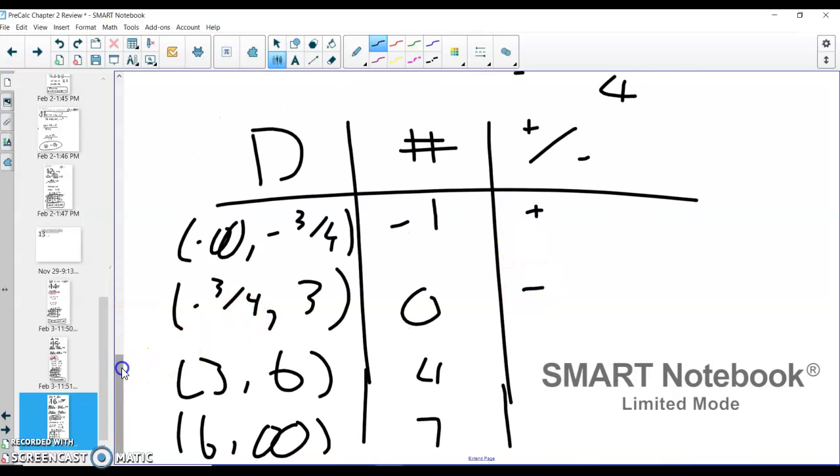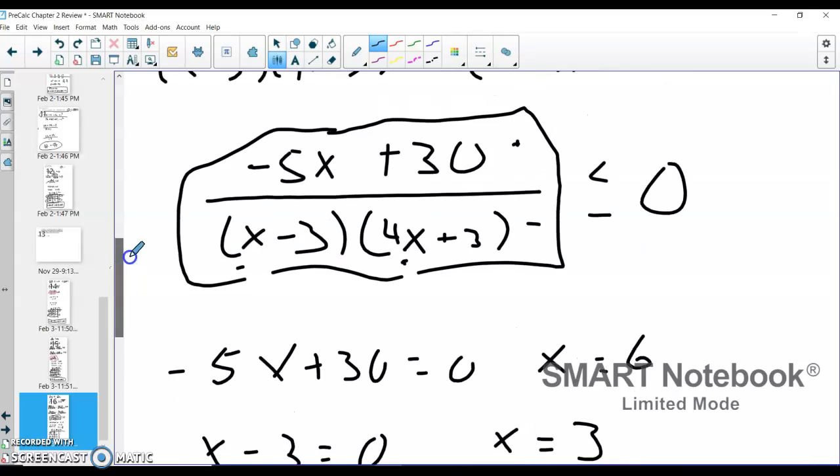And it looks like I'll have time to do just one more, plugging in 4. By plugging in 4, I get negative 5 times 4, that's negative 20. Negative 20 plus 30, that's still positive. 4 minus 3, that's positive. 4 times 4 is 16, plus 3, that's positive, so I get positive over positive, which is a positive.